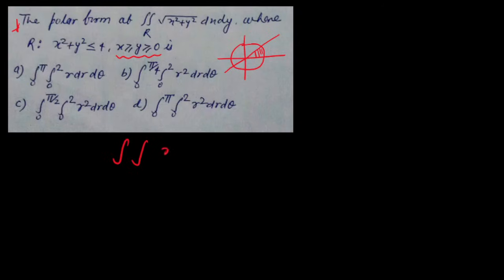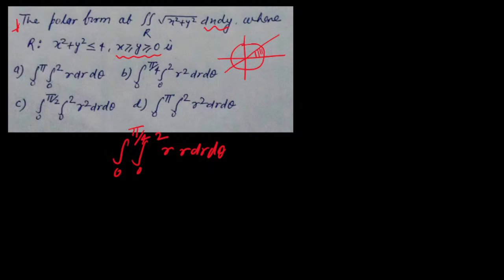So in this case the integral will change to what? Under root x square plus y square, that is r, and then dx dy is replaced by r dr d theta, and the limit of r of course will change from 0 to 2, and the limit of theta will change from 0 to pi by 4.